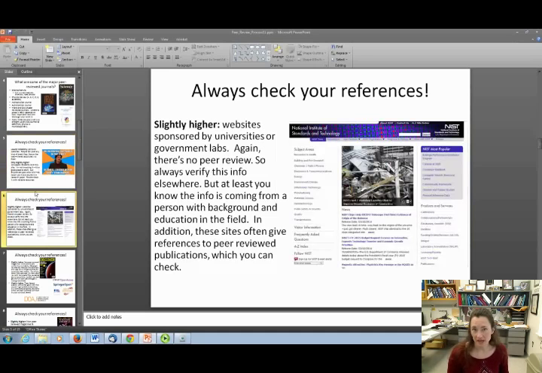Slightly higher than that are websites that are sponsored by universities or government labs. Again, there's no peer review, and there's probably not too much checking going on. So you need to verify the info elsewhere, but at least you know that the information is supposed to be coming from someone that has the proper background and education in the field and knows a little bit about what they're talking about. Also, these sites, like the National Institute of Standards and Technology website I show here on the right, are going to give you links to peer-reviewed journals or textbooks or other articles, and that can be very, very useful.